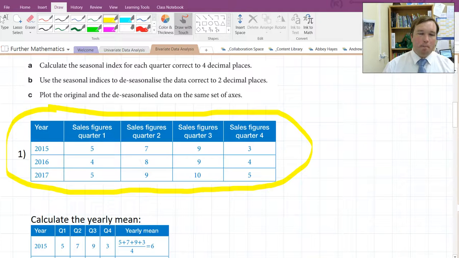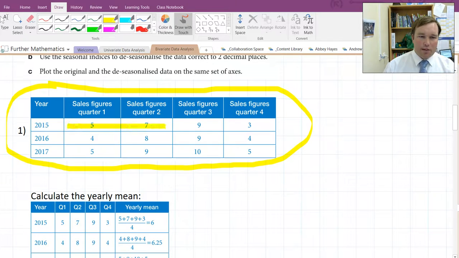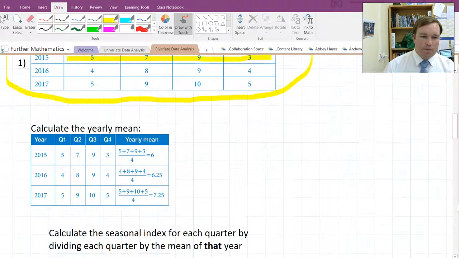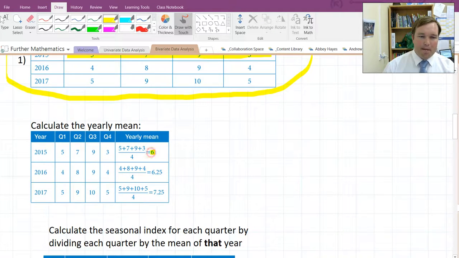Firstly, we calculate the mean of each year. So the mean of each year, we add along here, then divide by 4. The mean of the first year is 6, and so on. And you can sort of guess that we're kind of going up. Mean of 6, mean of a bit more than 6, mean of 7. We're expecting the averages to increase, so this is forecasting a growing trend in the end.